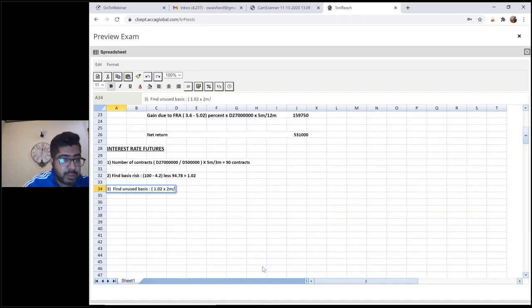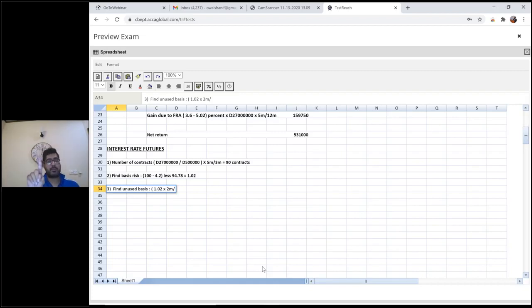Repeat, basis risk into extra months over total months. Extra months: you wanted to borrow or deposit on 31st Jan, so ideally you wanted a future of 31st Jan, but you took 30th March, 2 extra months, over total months. What is today's date? 1st October. But you took a future for 30th March.